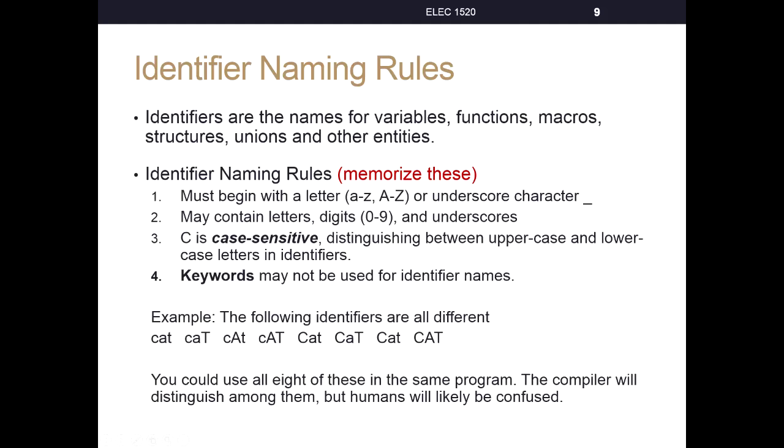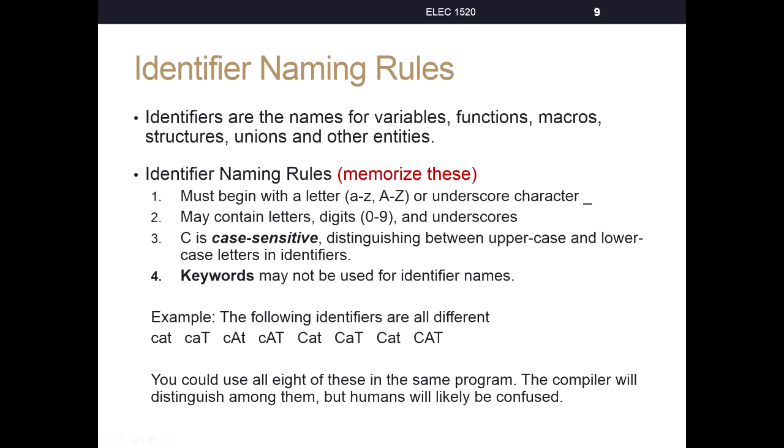After that, then rule number 2, the identifier name may contain letters, can contain the digits 0 through 9 and underscores. No other special character. So the only special character we'll ever have in a name that is not alphabetic or numeric is the underscore. Rule 3, C is case sensitive, distinguishing between uppercase and lowercase letters in identifiers.